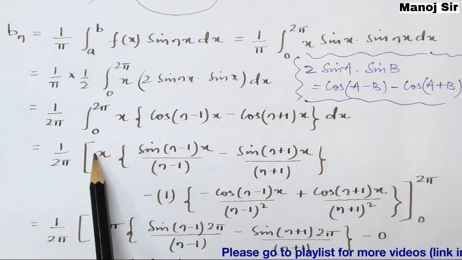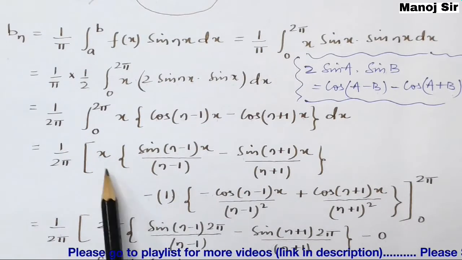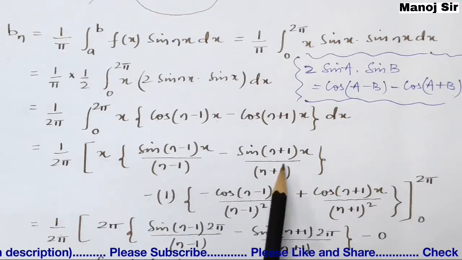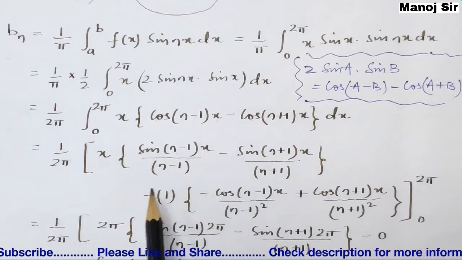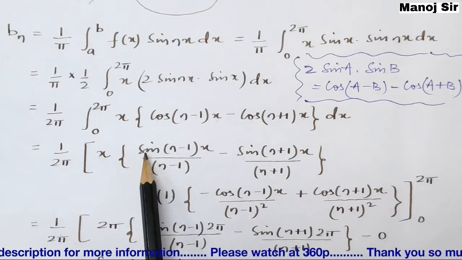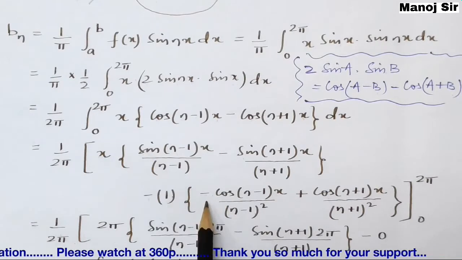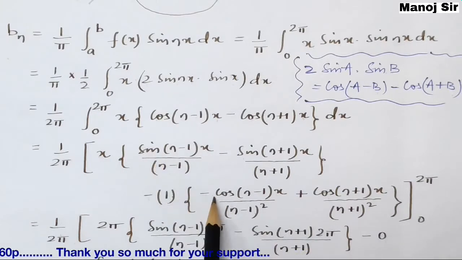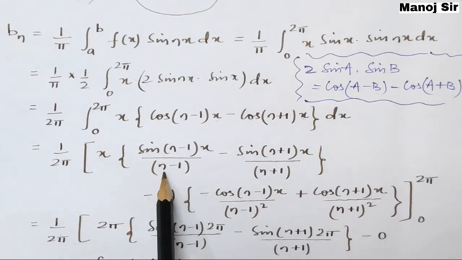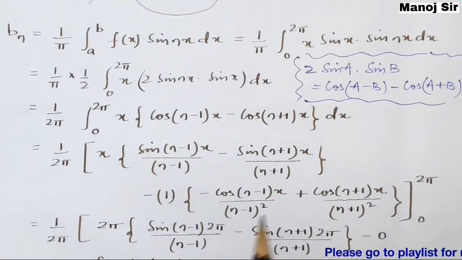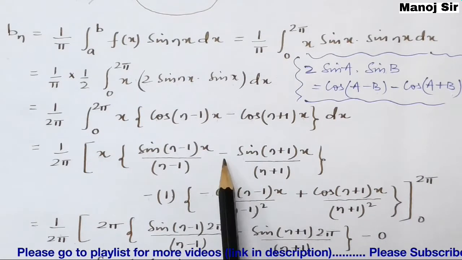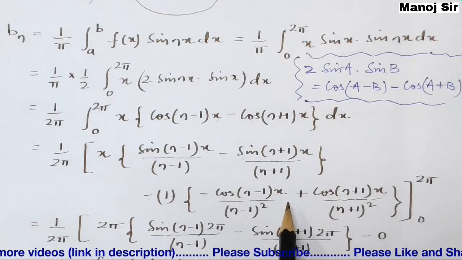Now differentiation of the first part and integration of the second part. Differentiation of first part will become 1, integration of sine will be minus cos. So this is going to be minus cos of n minus 1 into x upon n minus 1 into n minus 1, that is n minus 1 whole square. Again integration of sine will become minus cos, so minus minus will become positive.